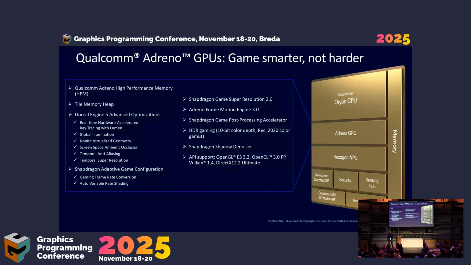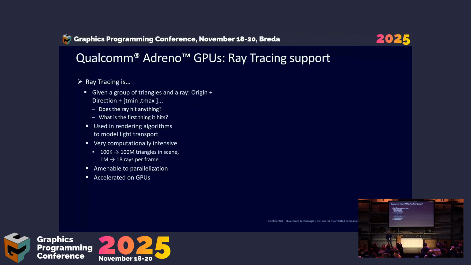But this is a ray tracing talk, so let's talk about ray tracing. So what is ray tracing so that we're all on the same page? Ray tracing is really a query operation. Given a collection of triangles, a ray that has a direction, origin, and some extents, what does that ray hit in the scene? What is the first thing that it hits, meaning what is the closest thing that it hits. So we use it to model light transport. So how does light travel through a scene?